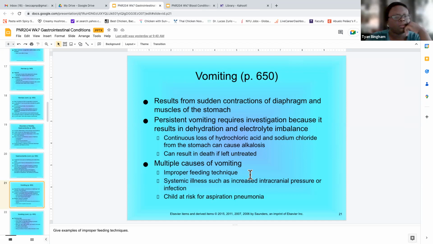Very good. When we did the neuro chapter, we talked about Cushing's triad, increased intracranial pressure. So sometimes if they're vomiting a lot, they could actually have increased intracranial pressure. And they could also have an infection that's causing vomiting. If they're vomiting, they're at risk for aspiration pneumonia. So they're vomiting, and then some of that vomit can fall back into their lungs.